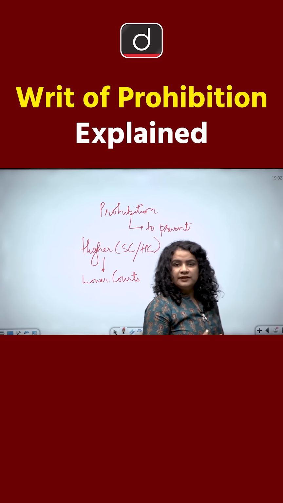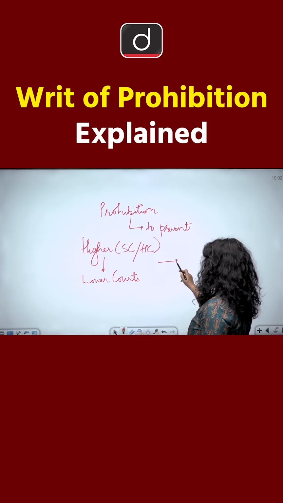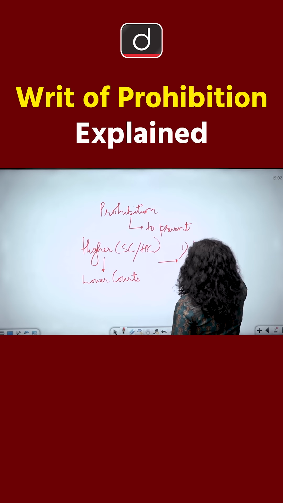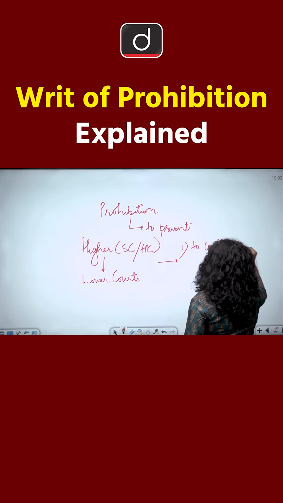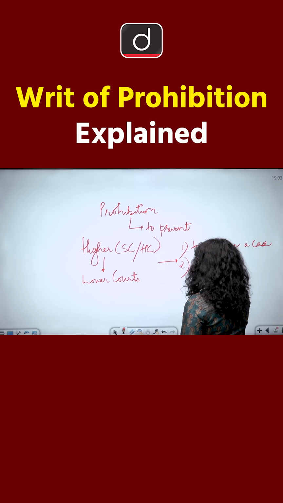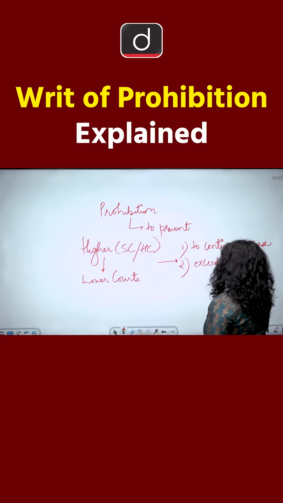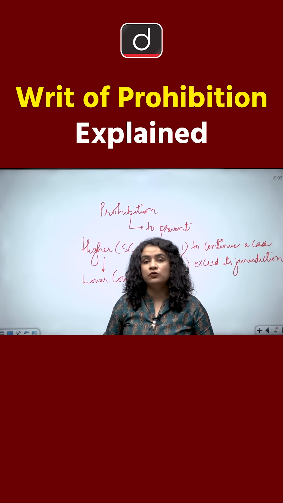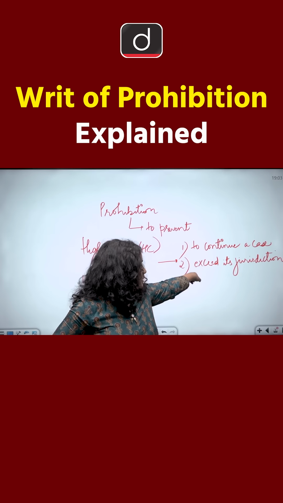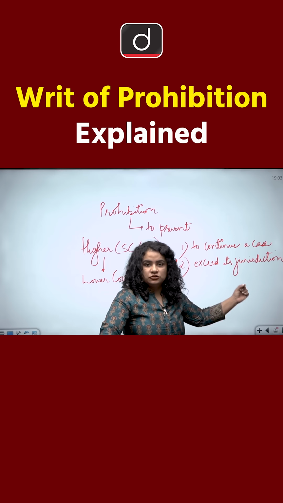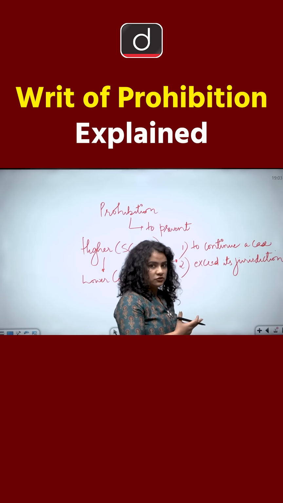Now, what are they prohibiting the lower courts about? About these cases where they can prohibit the lower court from continuing a case or proceeding with a case, or from exceeding its jurisdiction, meaning that the higher court may prohibit the lower court from continuing with a case if the jurisdiction is being exceeded or if it falls outside the lower court's judicial authority, all right?